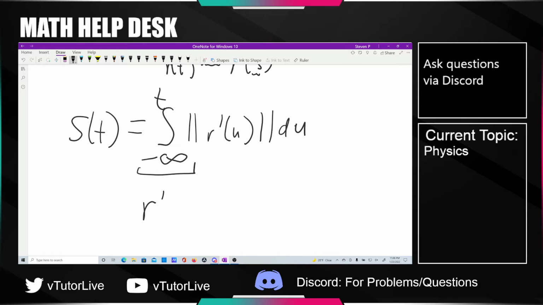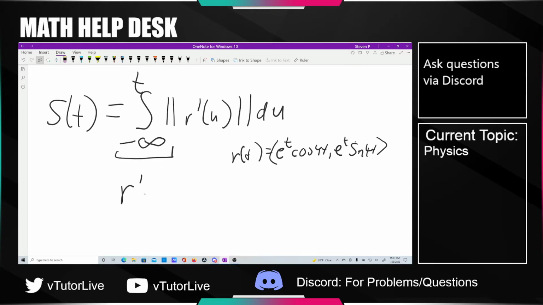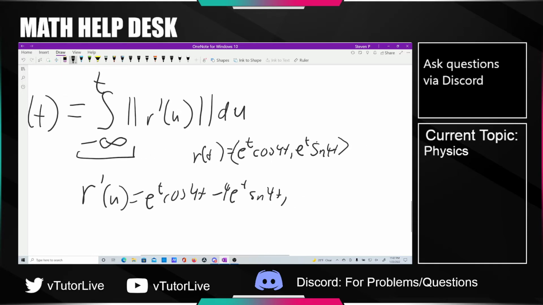So if r of t is e to the t cosine of 4t, e to the t sine of 4t, this is going to turn into, well, we're just taking the derivative, yeah? So that looks like e to the t cosine 4t plus minus e sine of 4t. So I'm just quickly going to crunch this out. The reason I'm actually doing this is because I think that we're going to probably get quite a bit of cancellation. Do you believe me?